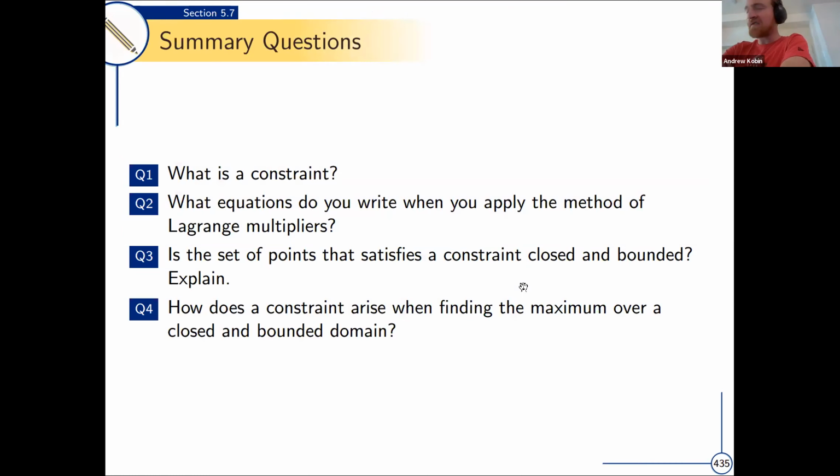Here are some summary questions, and I have a few exercises for you at the end of this video. First of all, what is a constraint? When you want to use the method of Lagrange multipliers you learned in this video, what equations do you need to write down? In general, is the set of points that satisfies a constraint closed and bounded? And explain why or why not. And finally, how does a constraint arise when finding the maximum over a closed and bounded domain, like we did in the previous lecture?